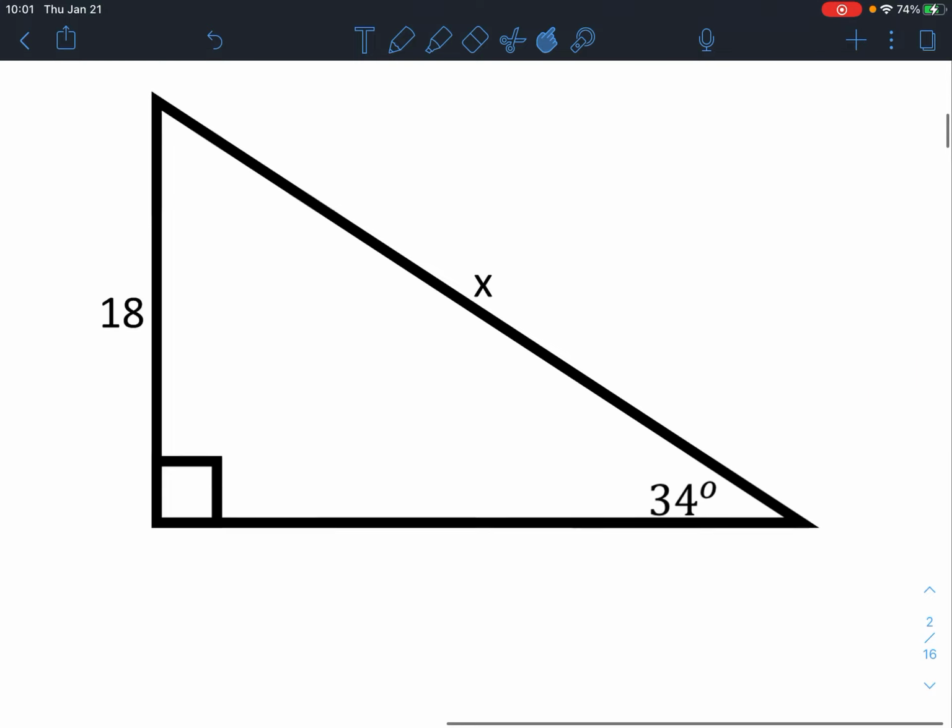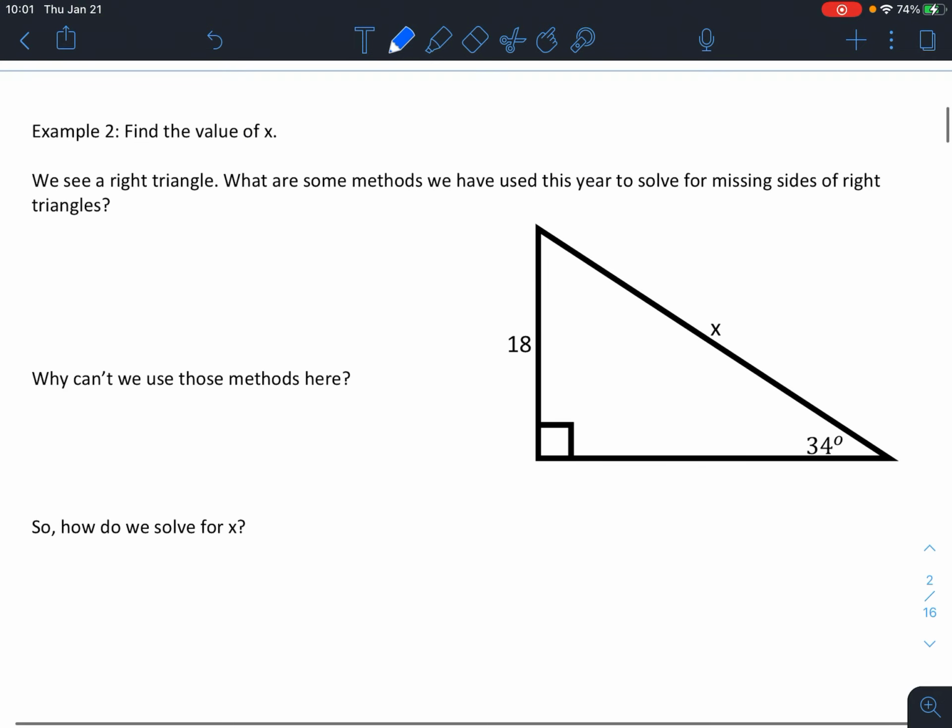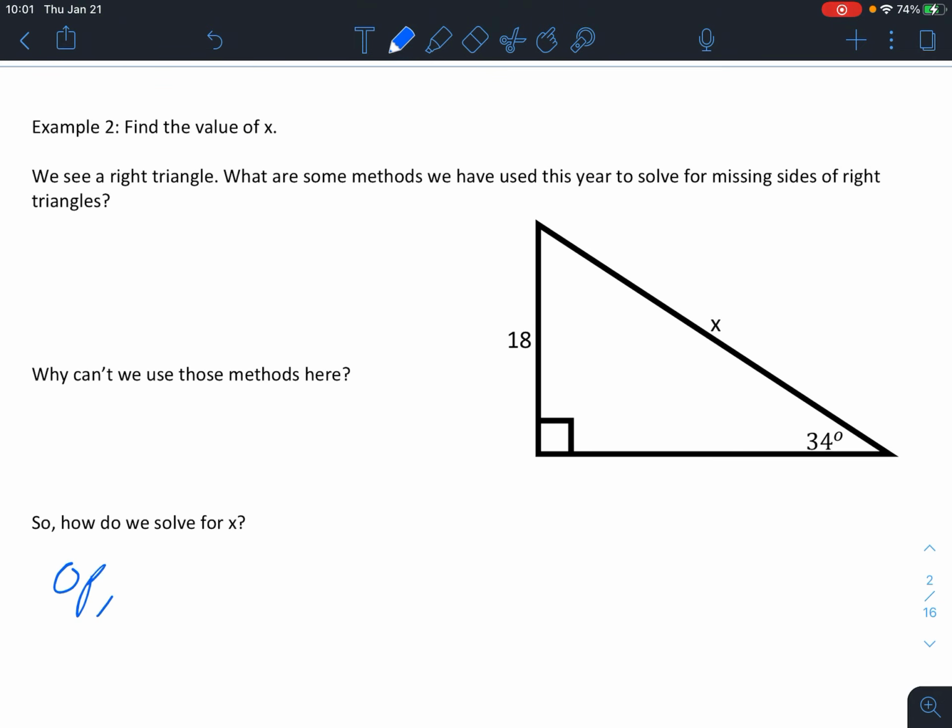What we're going to do is look at the angle. Looking at the angle, you want to ask yourself about 18 and x: are those sides opposite legs to 34, adjacent legs to 34, or hypotenuses of the triangle? Well, x is clearly the hypotenuse of the triangle, and 18 is the opposite leg to 34.